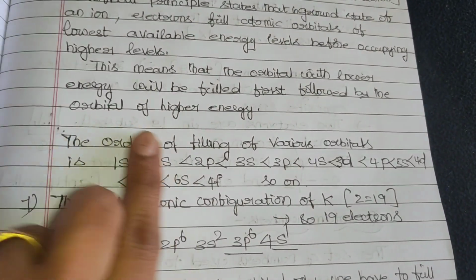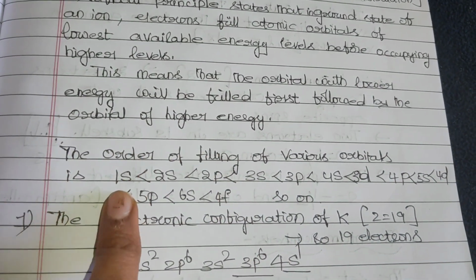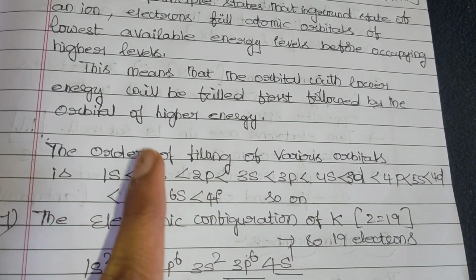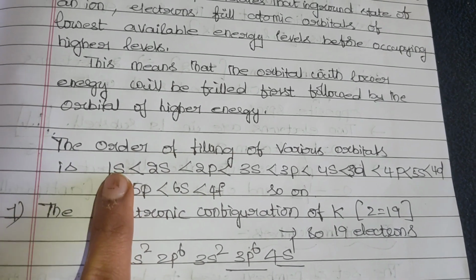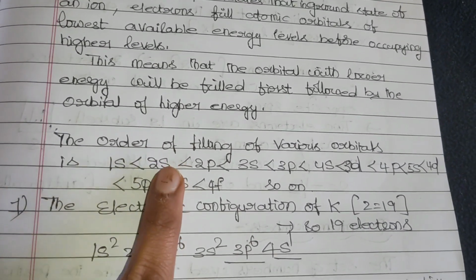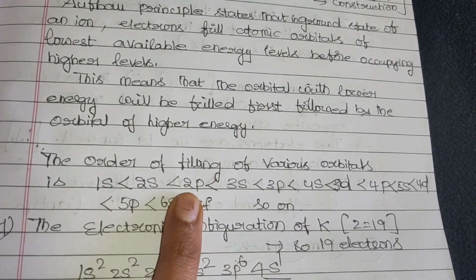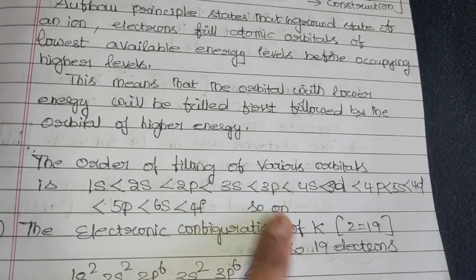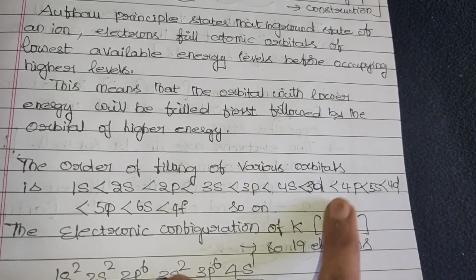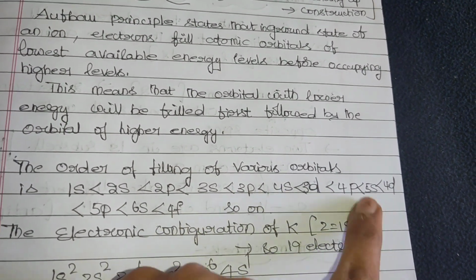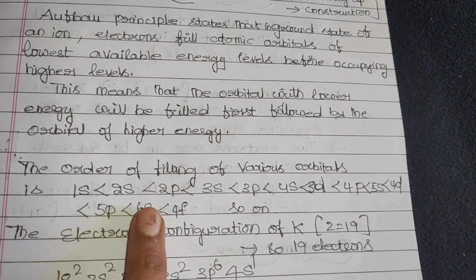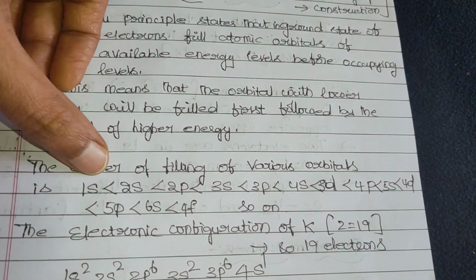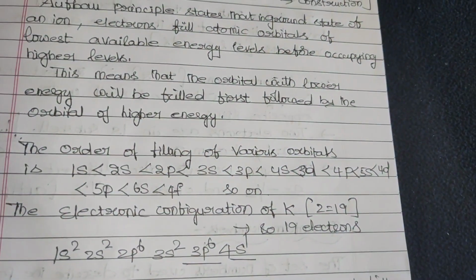So how does it fill? Let's see. First it will fill the 1s orbital. When 1s is completely filled, it goes to 2s. 1s is the lowest energy, then 2s, then 2p, which is slightly higher in energy than 2s, then 3s, 3p, 4s, 3d, 4p, 5s, 4d, 5p, 6s, 4f, and so on. First the lowest energy orbitals are filled, after that the higher energy levels.